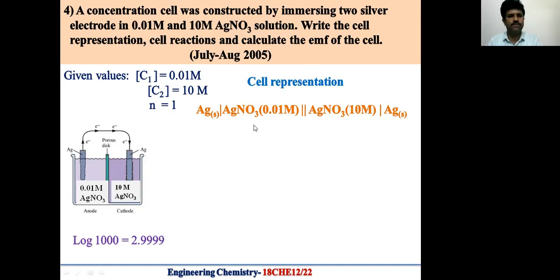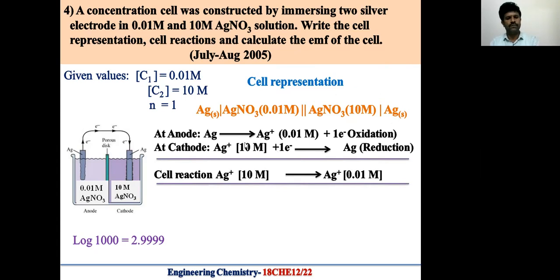Cell representation. The silver electrodes are immersed in silver nitrate. Ag immersed in AgNO3, lower concentration 0.01 molar, salt bridge, and AgNO3 solution, higher concentration, that is 10 molar, | Ag.